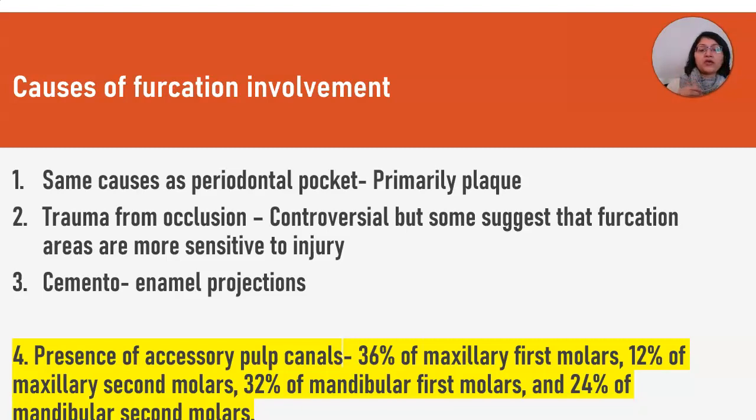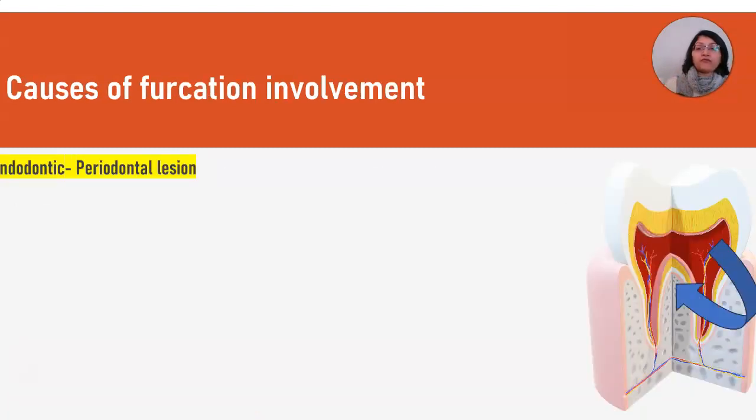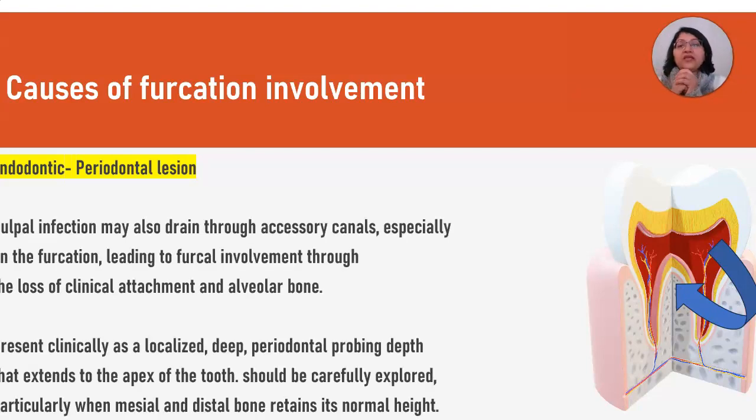And this is what you study when we talk about endoperio involvements, endoperio lesions. As you can see in the picture here, you can always have an involvement from your canals, from the pulp into the furcation area. So endoperio lesions are very important. Pulpal infection drains to accessory canals, especially in the furcation, leading to furcation involvement through the loss of clinical attachment and alveolar bone, right? So again, your accessory pulp canals can cause the spreading of inflammation.